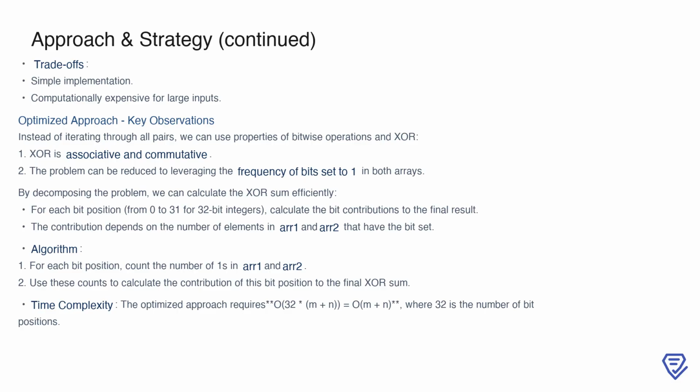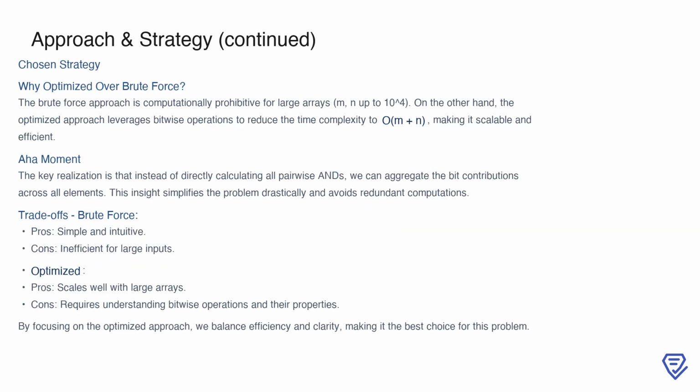The resulting time complexity is O(32*(m+n)), which simplifies to O(m+n), since the constant factor of 32 comes from the number of bit positions. The optimized approach stands out as the better choice over brute force because it scales efficiently with large arrays, where m and n can be as large as 10 to the power of 4.